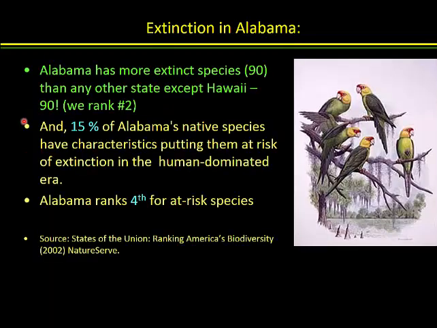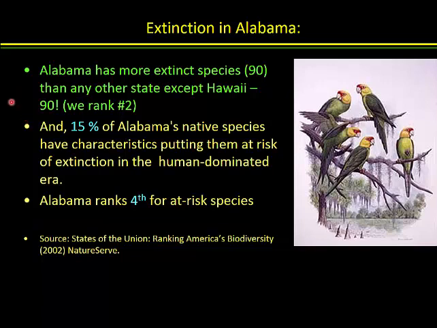Okay, so I want to go over a couple of stats with you about Alabama. These are not bragging stats. This is bad news for Alabama. It turns out that we have more extinct species than pretty much any other state except Hawaii. We'll talk about Hawaii in just a minute. So we rank number 2 for total extinctions.